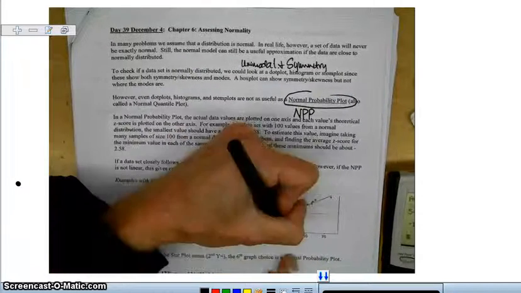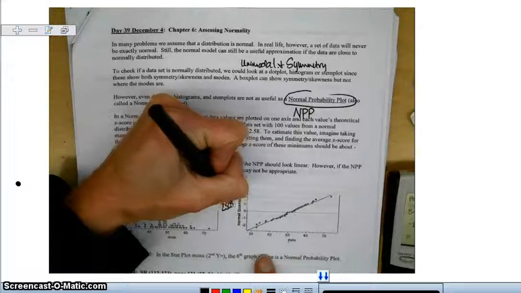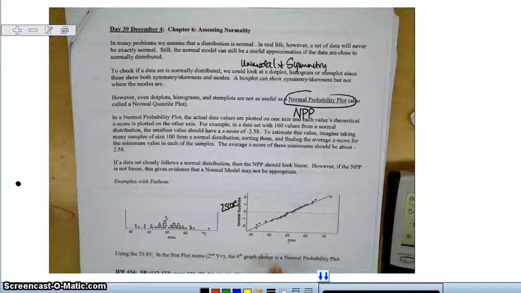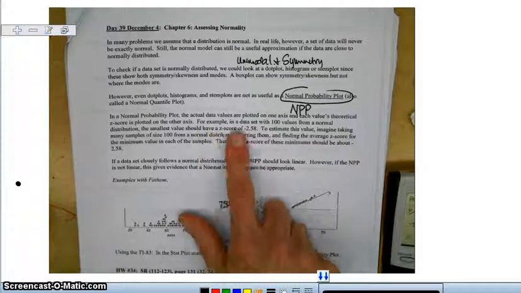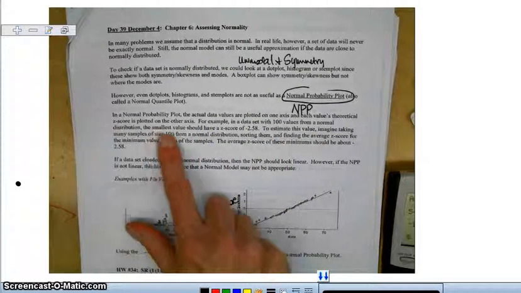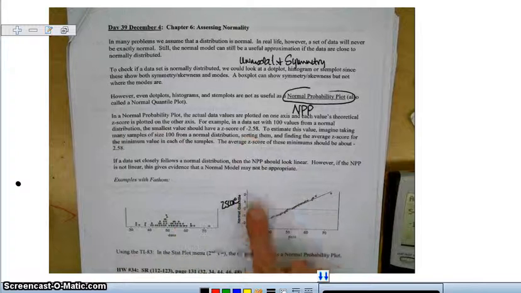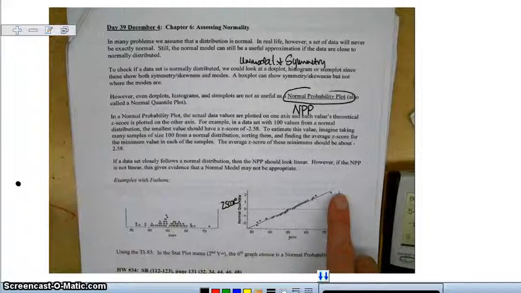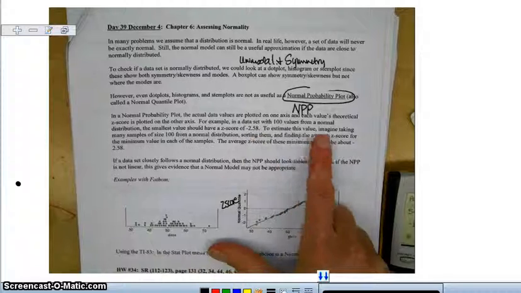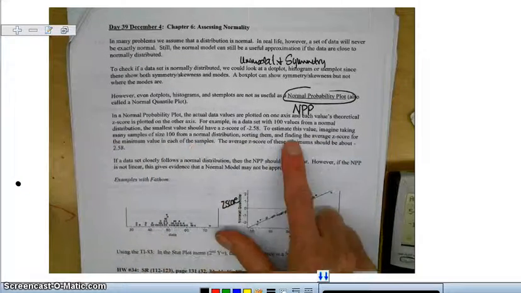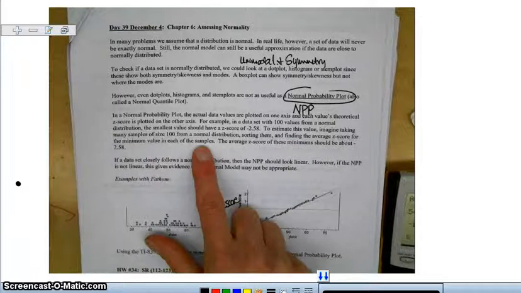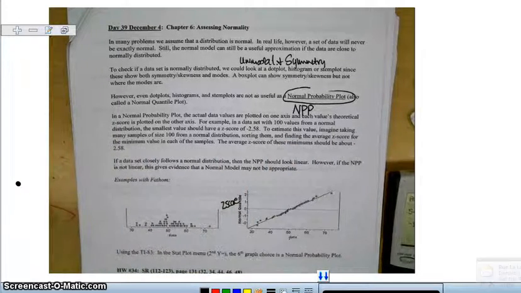So this little graph down here, here's the data, and here is the z-score that goes with it. So the z-score is a number between negative whatever and whatever, 0 being the middle. The number of standard deviations you are above and below the mean. So, for example, in a data set with 100 values from a normal distribution, the smallest value should have a z-score of negative 2.58, and the highest should have a z-score of positive 2.58. To estimate this value, imagine taking many samples of 100 from a normal distribution, sorting them, and finding the average z-score for the minimum value of the samples. The average z-score of these minimums should be about 2.58.